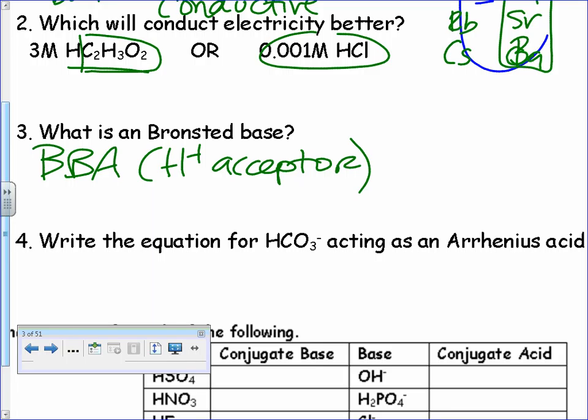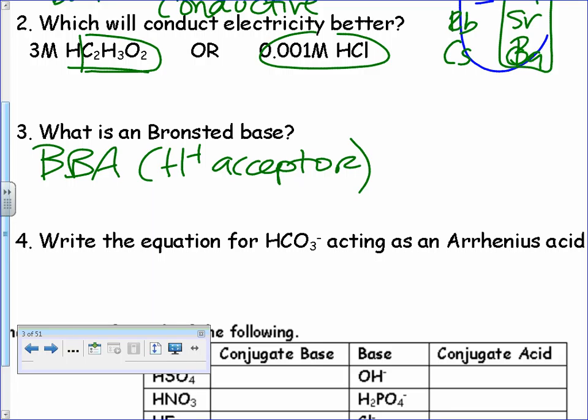So Bronsted bases don't necessarily have to be a hydroxide. Like all those strong bases we were talking about, those are Arrhenius bases because their definition is: Arrhenius bases make what in water? Hydroxides, right? Arrhenius bases make hydroxides in water. A Bronsted base is just something that can accept an H+.